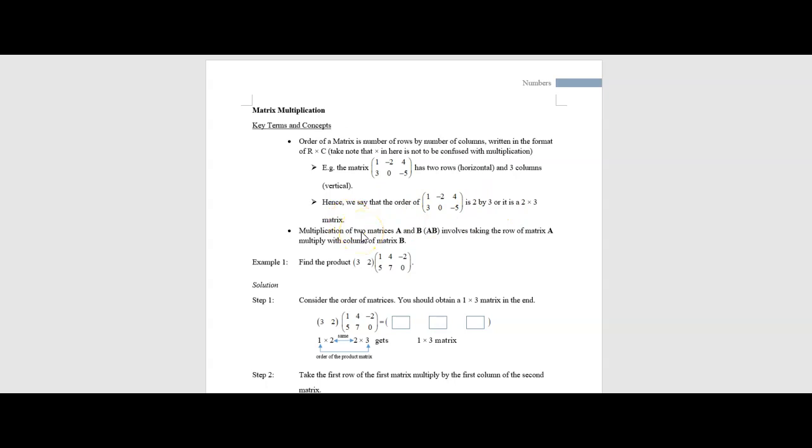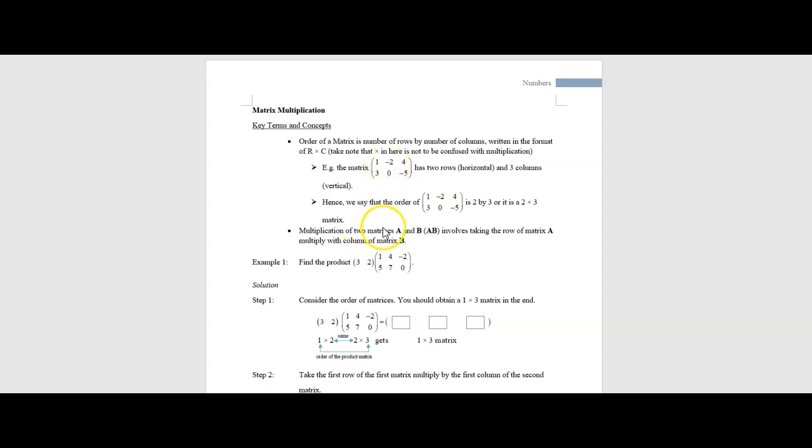Next, I'm going to define the multiplication operation of two matrices. If I take matrix A multiplied with matrix B, this is different from taking a scalar multiple, which is just a number multiplied with the matrix. That is a lot more straightforward. Here, I'm multiplying two matrices which may be of different order, so it's not always so straightforward. It's defined as taking the row of the first matrix multiplied with the column of the second matrix.